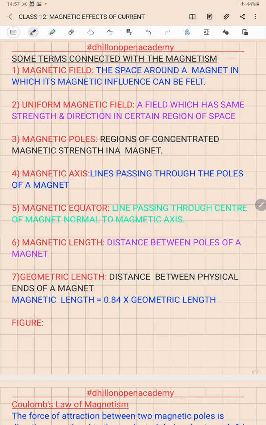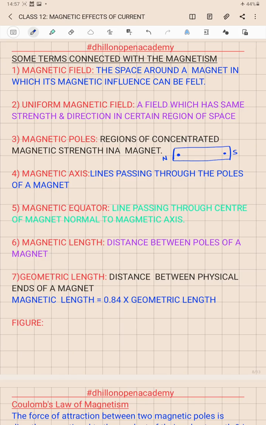So if we draw a magnet like this, then near their physical ends we can find these points shown by the dot, where the magnetic north and magnetic south poles are present. You can easily find them on an actual bar magnet.